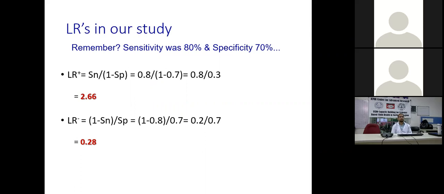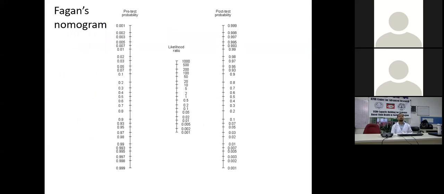Remember, the sensitivity was 80% and specificity was 70%. So the likelihood ratio for positive test is sensitivity upon 1 minus specificity, which is 0.8 by 0.3, which is 2.66. Whereas the likelihood ratio of a negative test is 1 minus sensitivity on specificity, which is 0.2 by 0.7, which works out to be 0.28. Now we are going to use these two values. To make it simple for clinicians, a statistician by the name of Fagan published the Fagan's nomogram in the New England Journal of Medicine way back. Now, what does this nomogram consist of? It consists of 3 vertical lines.